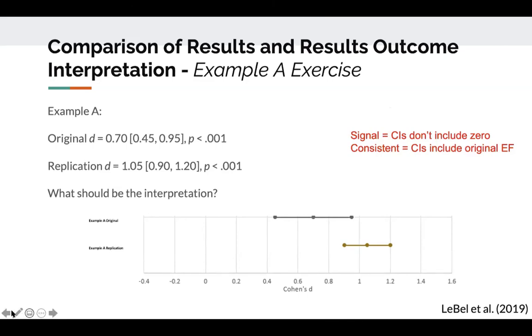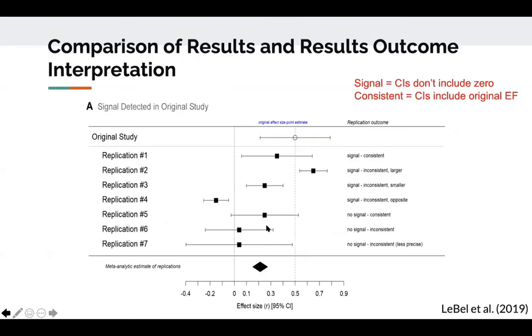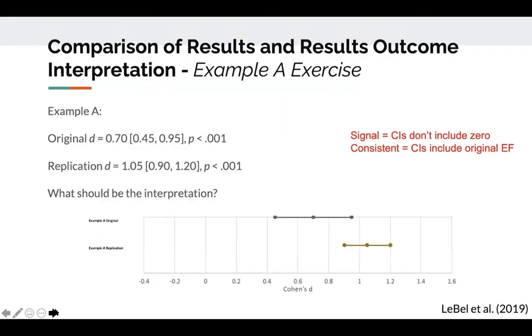If we go back to the slides, so yes, signal inconsistent larger, because that one is signal because the CIs don't include 0 or null, and inconsistent because the CIs don't include the original effect size, and larger because you can see that overall the CIs of the effect size are relatively larger compared to the original one.